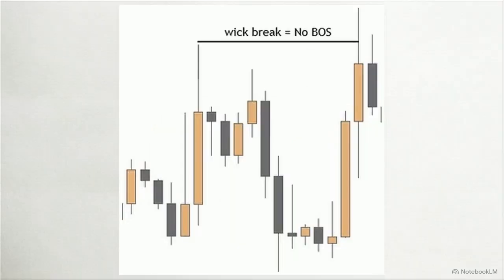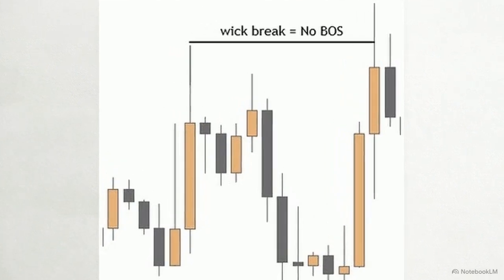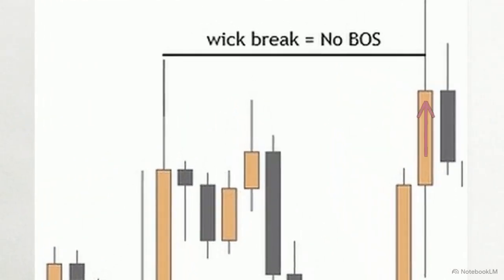This image shows the most common trap, a wick break. For a break of structure, the candle body must close above or below the line. A wick piercing the level without a body close means the structure holds, invalidating the setup.